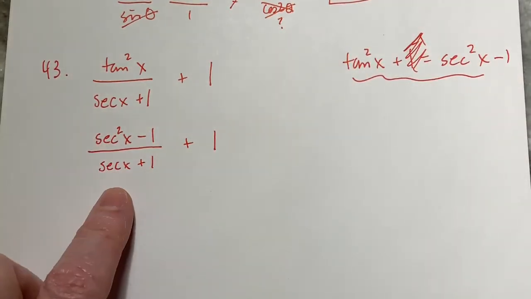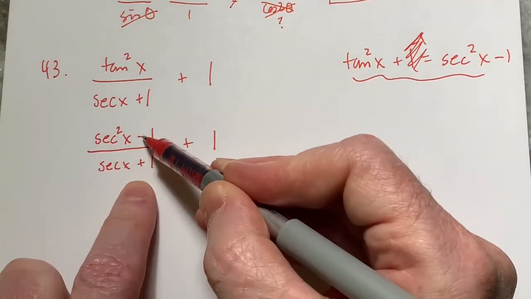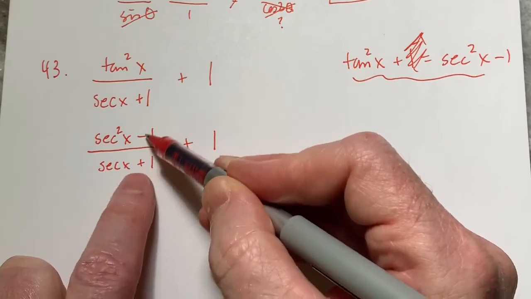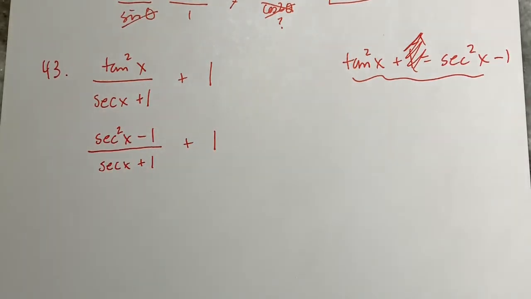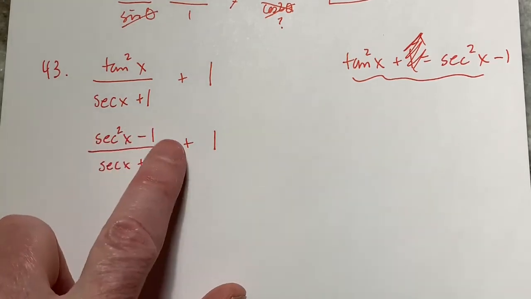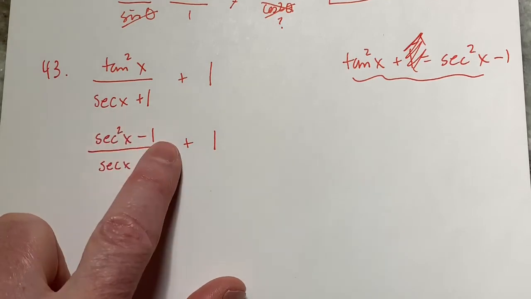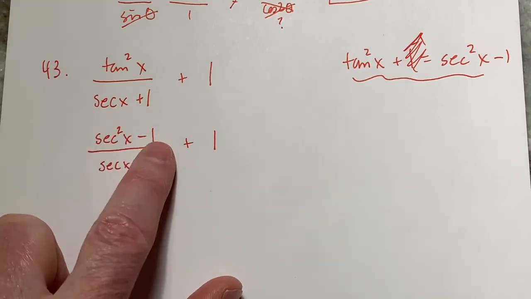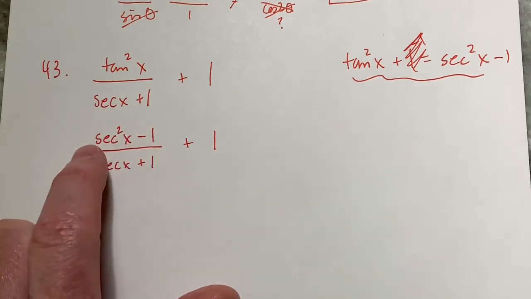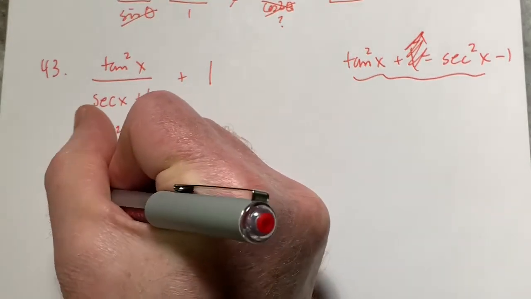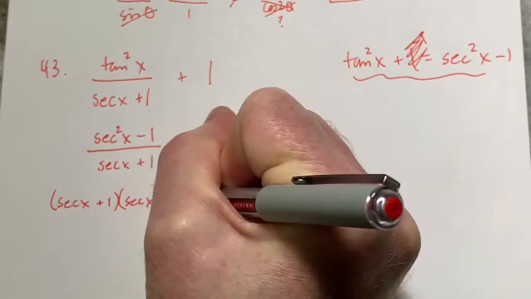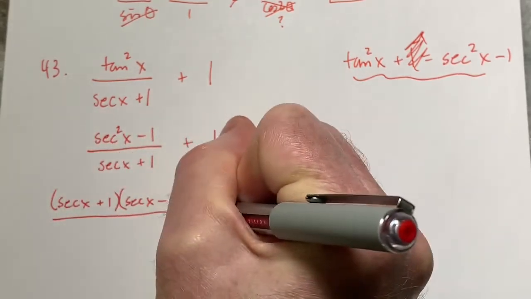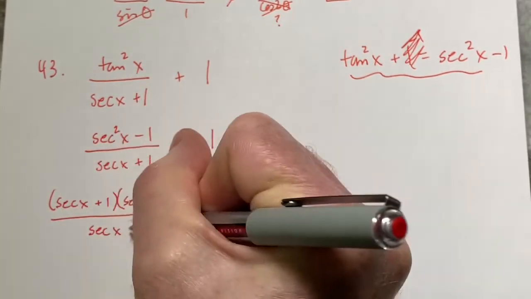And then when I get to here, again, I can't cancel those secants because they're connected to the ones by addition or subtraction. But what I could do with the top is, well, what does rule number 5 say on my sheet? Factor. And this is a difference of two squares. It's like an x squared minus 1, and an x squared minus 1 would factor into x plus 1, x minus 1. Well, a secant squared x minus 1 factors into secant x plus 1, secant x minus 1. And then here's my denominator.